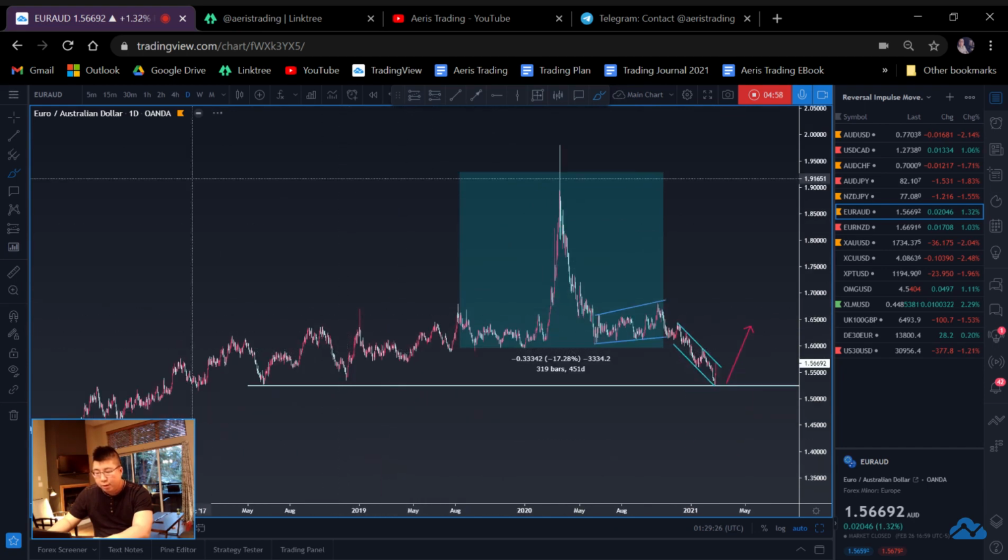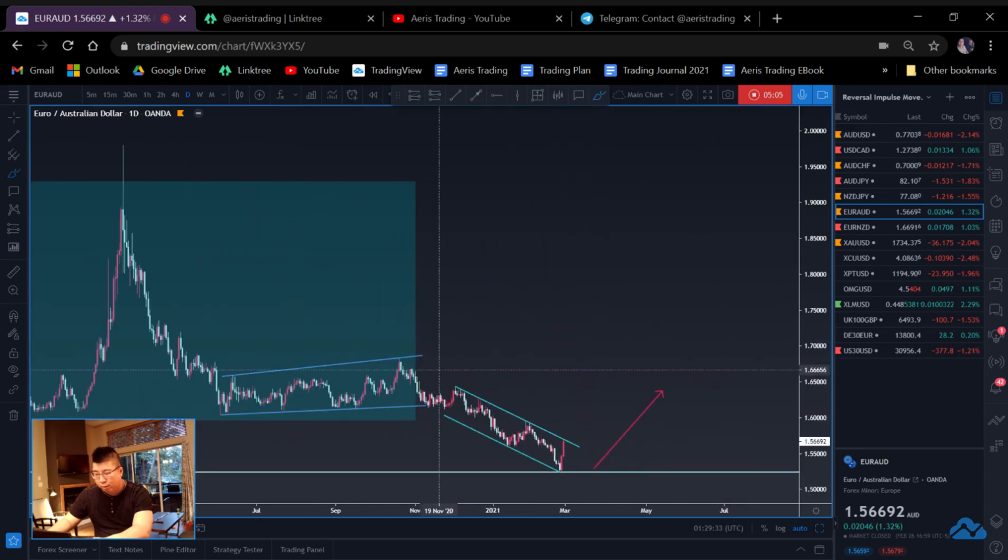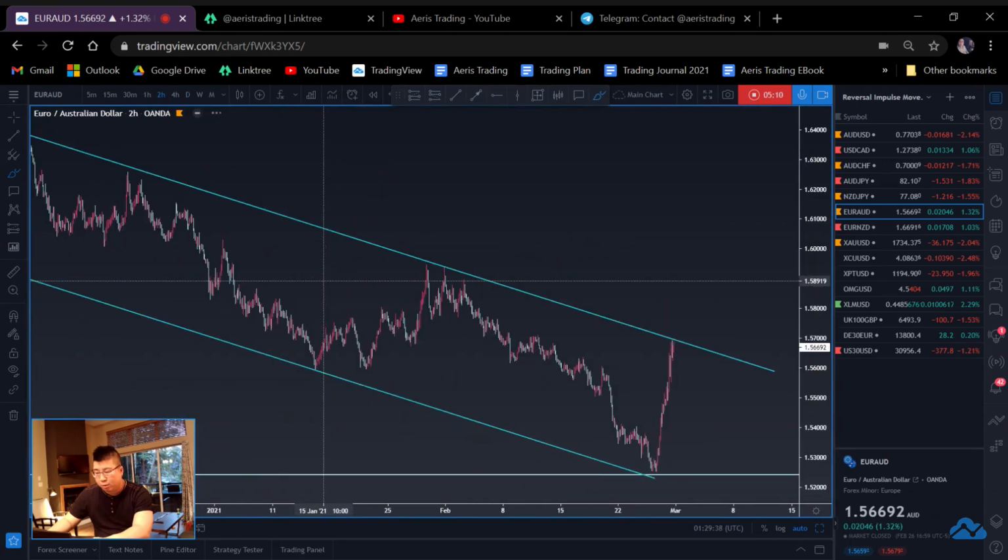So what do I mean by that? Let's look at Euro Aussie here. Euro Aussie is potentially looking at this as a double bottom area now. And how did the price reach that double bottom? Well, we reached down there with the descending channel. So if we go into the descending channel, what do we have here?